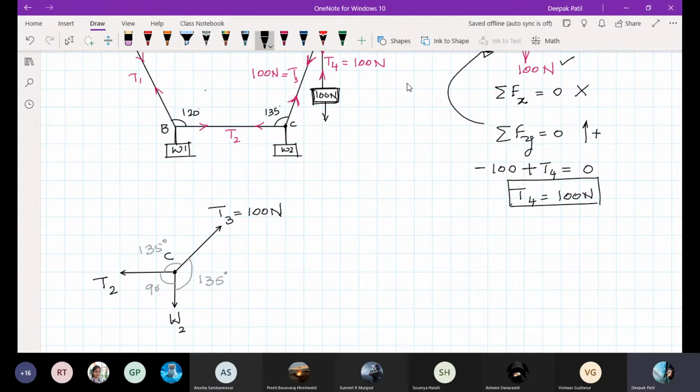So let us start with T3. You can start with anything. Let me start with W2. W2 is the force, or I can say load, divided by sine of the angle between the other two. W divided by sine of 135 is equal to T2 divided by sine of 135, once again 135, is equal to T3 divided by the left out, sine of 90.